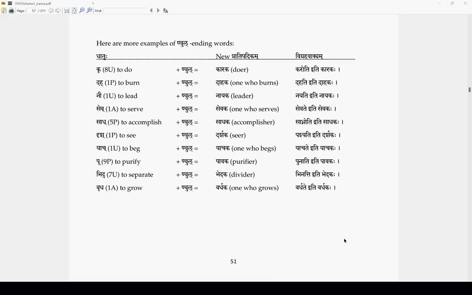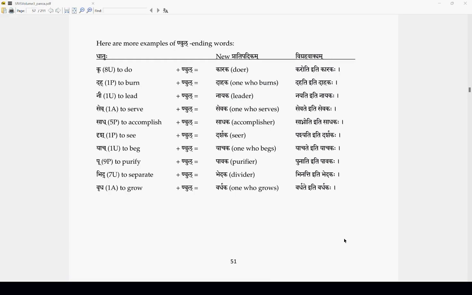Divider. Bhedaka, divider. Divides. Vrudha, vrudha. We have vardhaka, one who grows. Vardhaka, one who grows. Okay. Nrit, nartaka, one who dances. Yachaka is already here. Pu is also here.